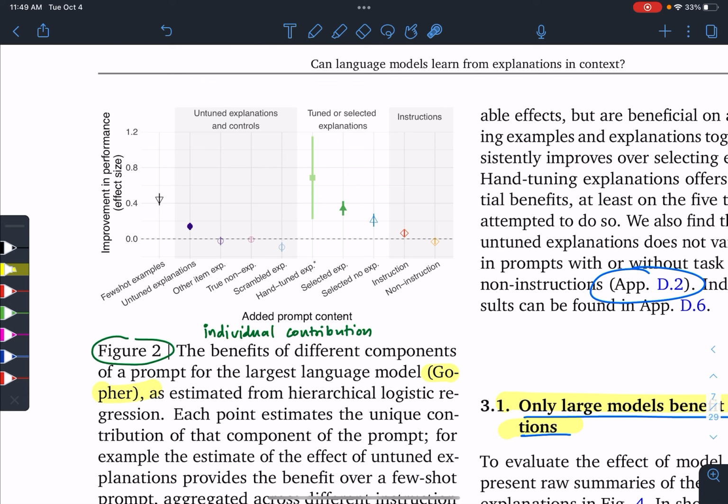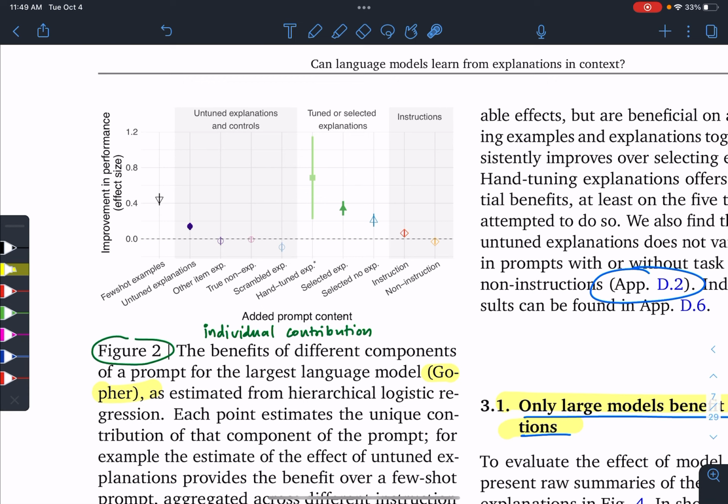Third, there are 5 shots, so they take the 5 explanations and shuffle them. And instruction versus non-instruction means that they replace the instruction with some random instruction, so it's not related to the task. That's what they're saying here. For evaluation, they have a different range. For task instruction, either they have none, the task instruction, or a non-instruction, meaning some random instruction. For explanation, they have none, other item explanation, non-true explanation, and scrambled explanation.